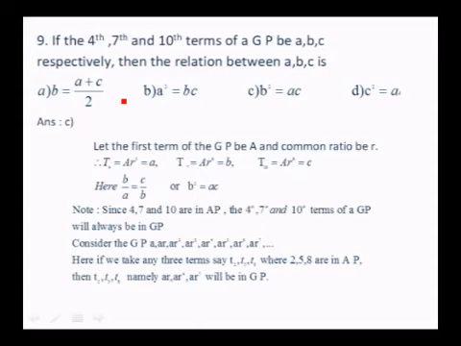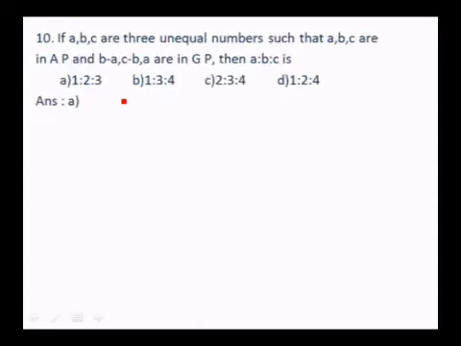So next one, the 10th one. So let us go to the 10th question. If A, B, C are three unequal numbers such that A, B, C are in AP and B minus A, C minus B, A are in GP, then A is to B is to C is, you have got four options: 1 is to 2 is to 3, 1 is to 3 is to 4, 2 is to 3 is to 4, and 1 is to 2 is to 4.